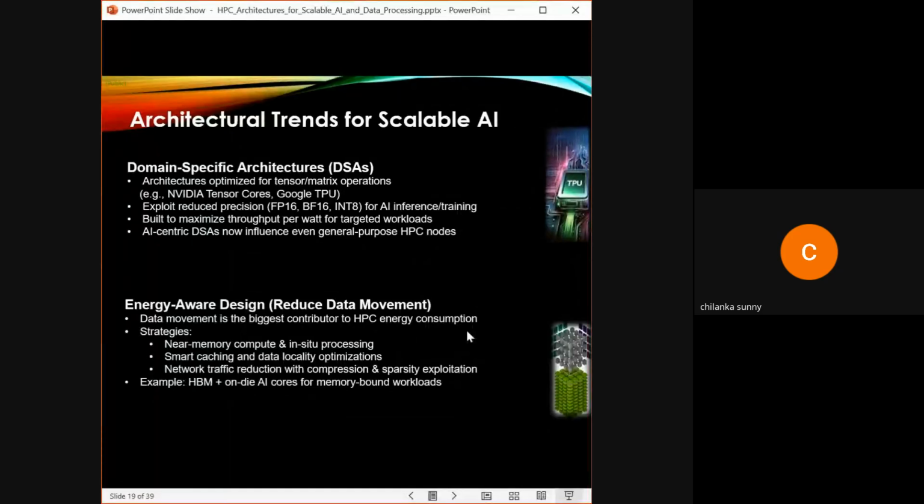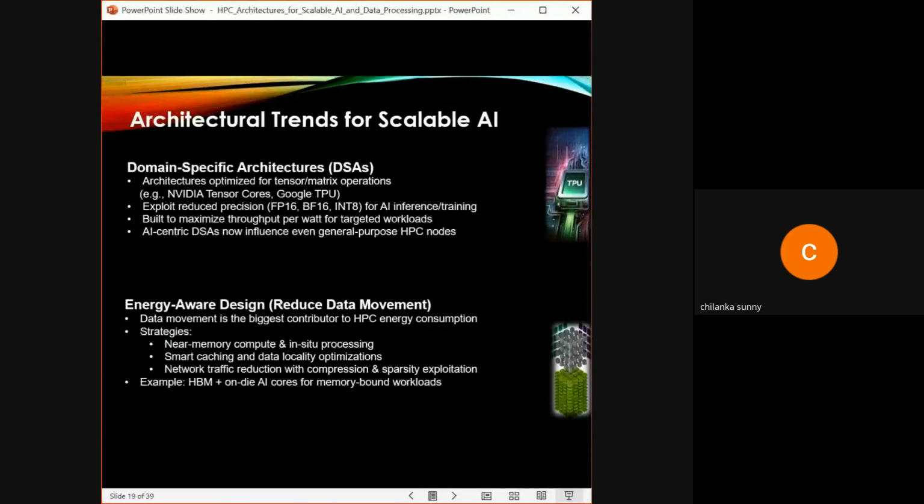So the next 3 trends are intertwined. The energy-aware design addresses the cost of moving data. The composability or disaggregation changes how resources are provisioned, and the converged platform will unify the workloads to reduce the data copying and friction. So let's see the energy-aware design.